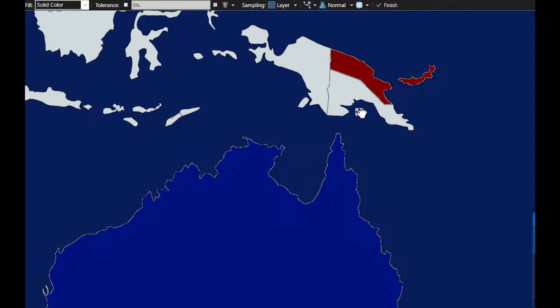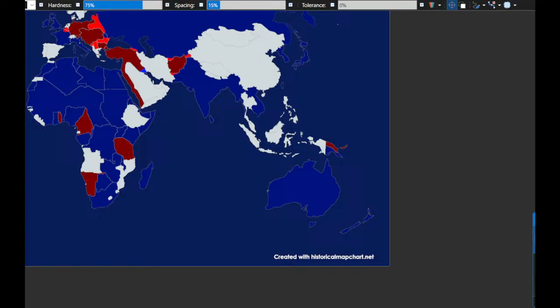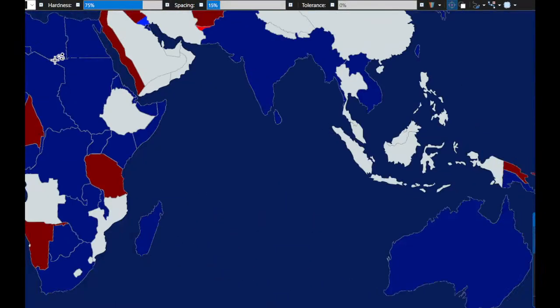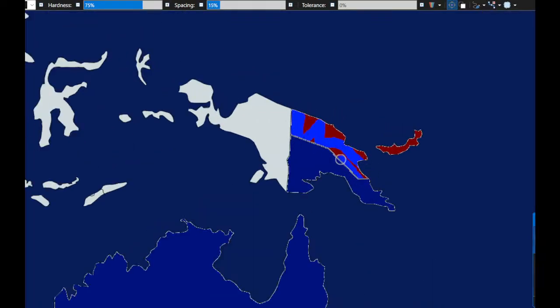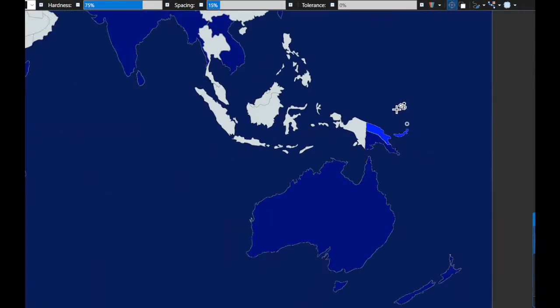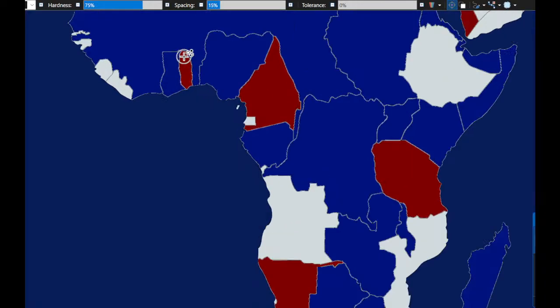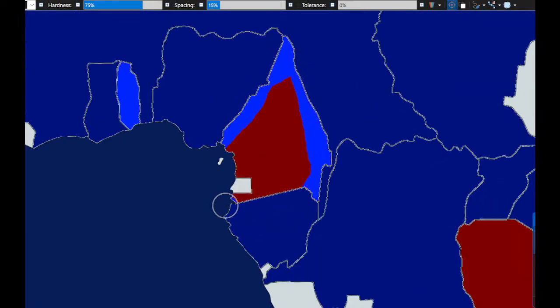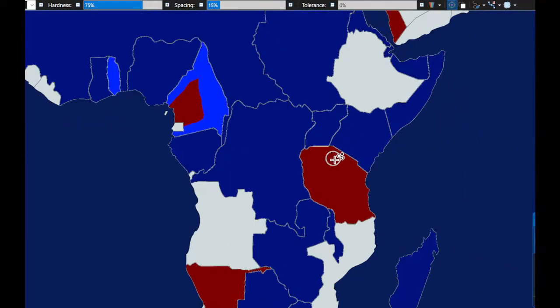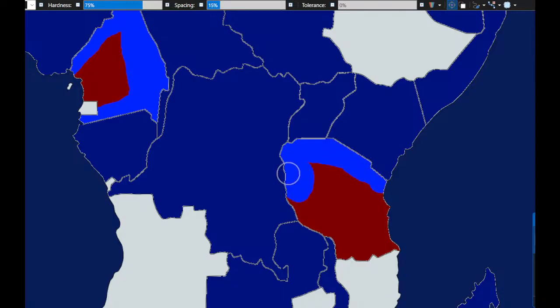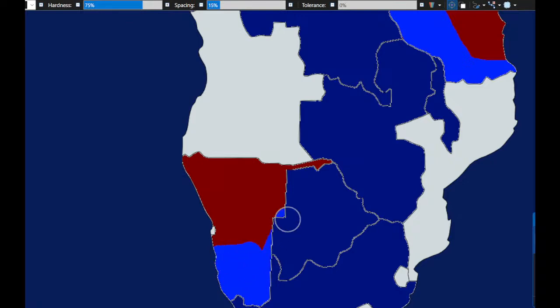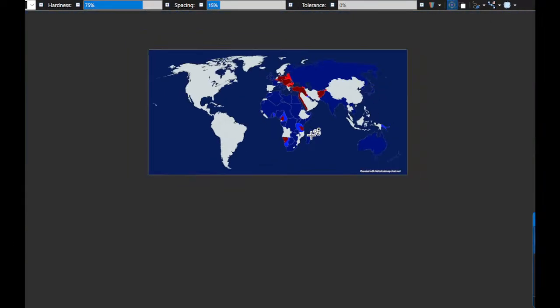Also, we haven't checked in on the colonies. So basically, New Guinea has fallen. Yeah, German New Guinea has completely fallen. Togo has as well, and Cameroon is struggling. Yeah, Cameroon, Tanzania, and most other German colonies are struggling. And Namibia is almost entirely capitulated.